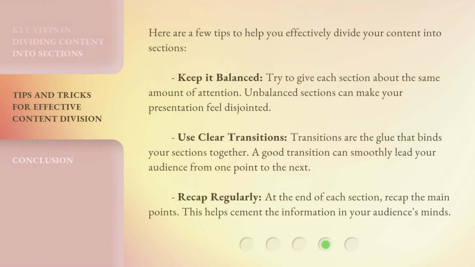Here are a few tips to help you effectively divide your content into sections. Keep it balanced. Try to give each section about the same amount of attention. Unbalanced sections can make your presentation feel disjointed. Use clear transitions. Transitions are the glue that binds your sections together. A good transition can smoothly lead your audience from one point to the next.